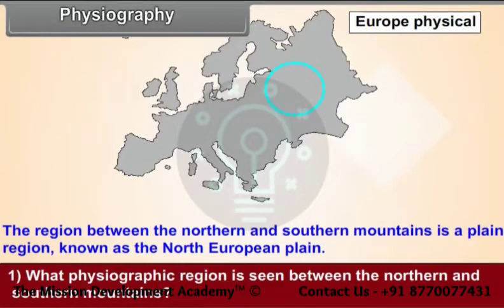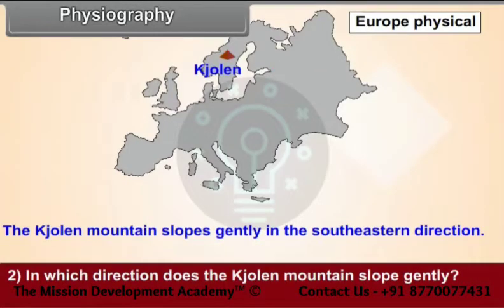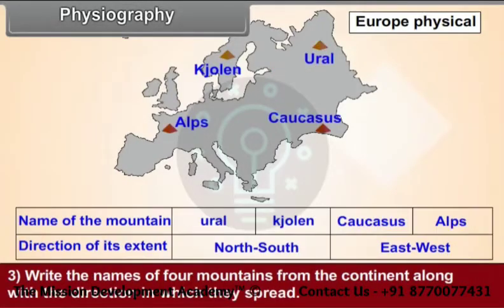Number 3. Write the names of four mountains from the continent along with the direction in which they spread. Number 4. List any five peaks from the continent along with their height in descending order. Number 5. In which part of the continent is the Black Forest Block Mountain located?